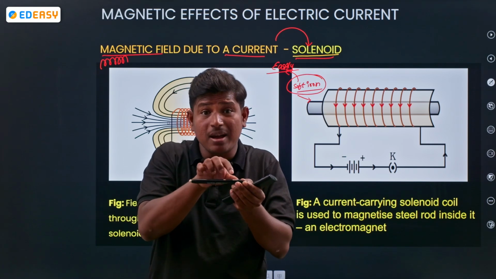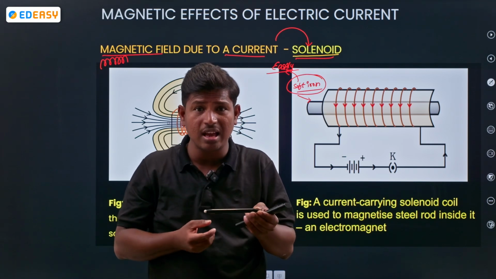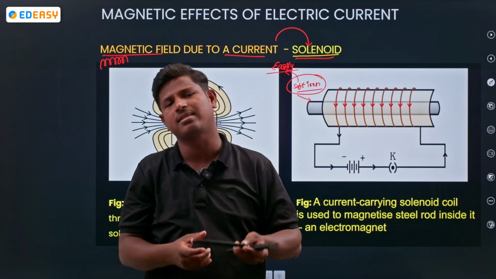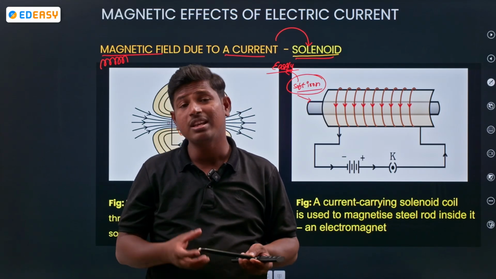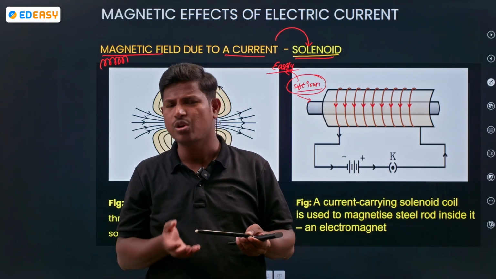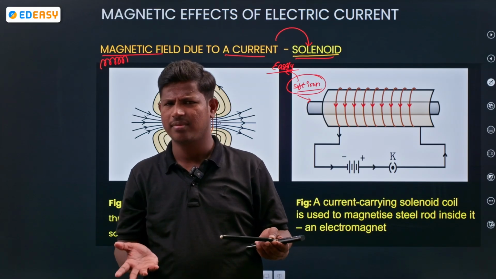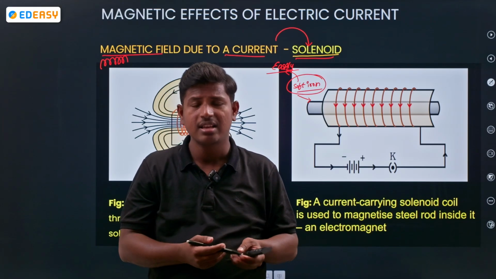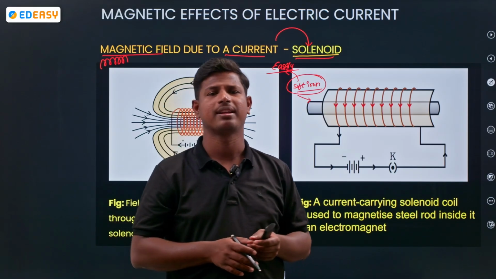If electricity passes, a magnetic field is produced. Because of this magnetic field, soft iron is magnetized. How is it magnetized? With the help of electricity. No electricity, no magnetism. So it is electrified, right? So this is called electromagnetism.